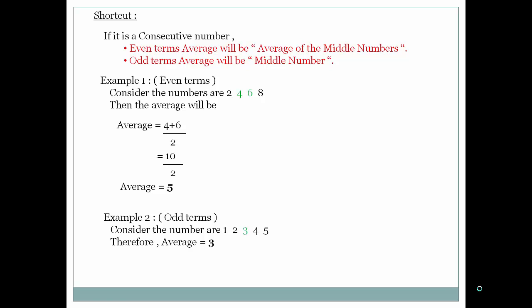Consider the second example: 1, 2, 3, 4, 5. Since we have 5 terms, 5 is an odd number of terms, then the middle term will be the third term. The third term is 3 here. So the average is 3. As simple as that.